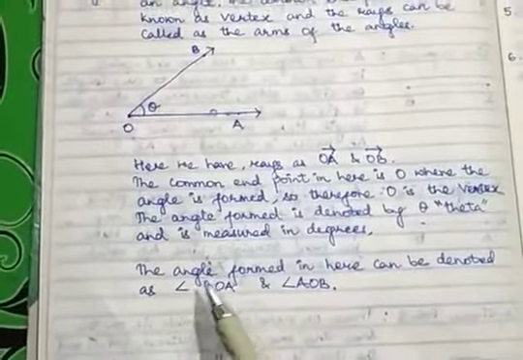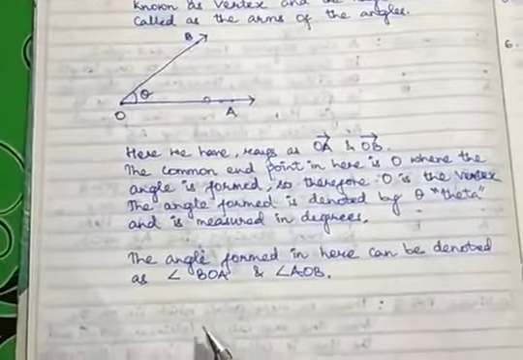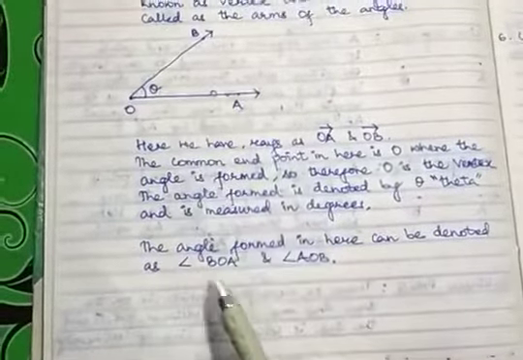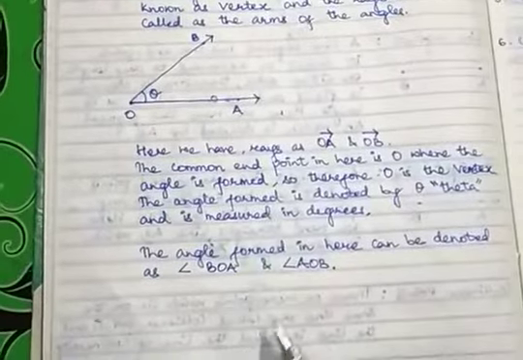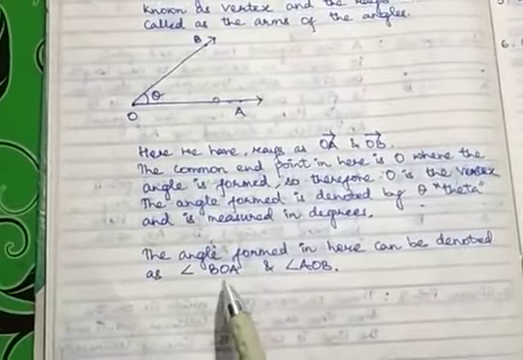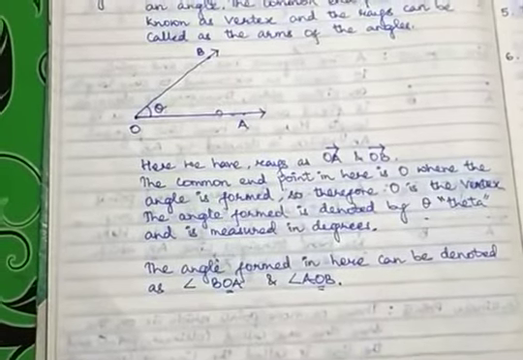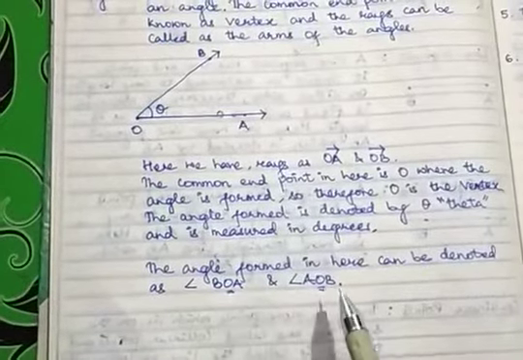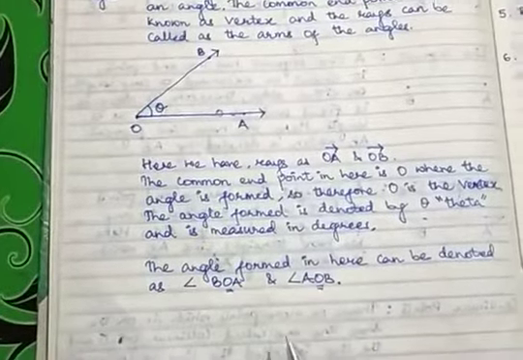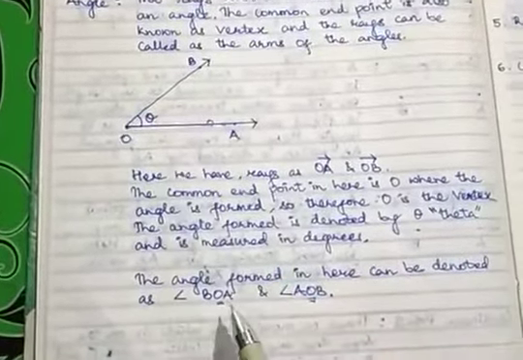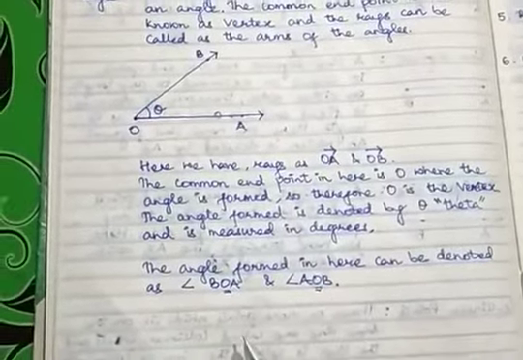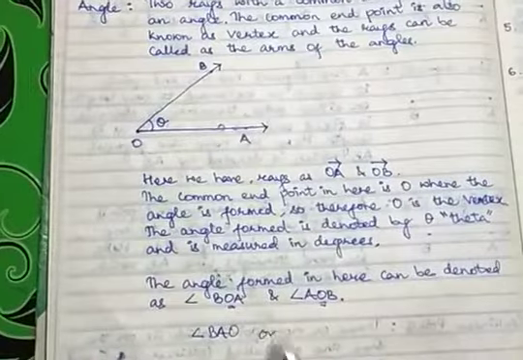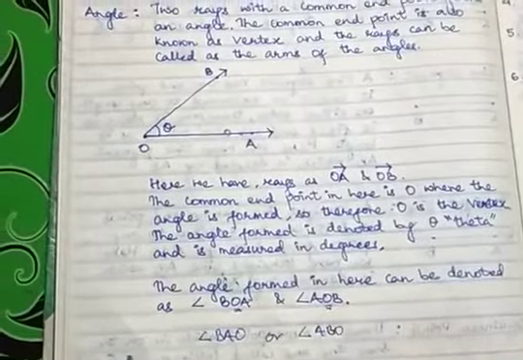Remember that. Now this is very important as well: how to denote an angle. This angle can be denoted as angle BOA or angle AOB. The common thing here is that the vertex has to be written in the middle. No matter what order you write the other points in, the vertex always has to come in the middle. You can write it as angle BOA and angle AOB, but you cannot write it as angle BAO or angle ABO.